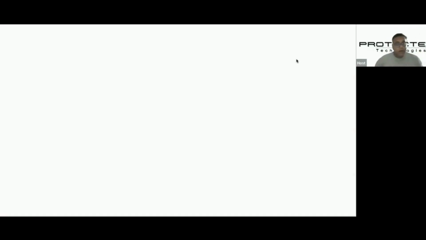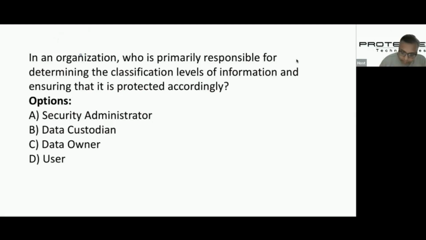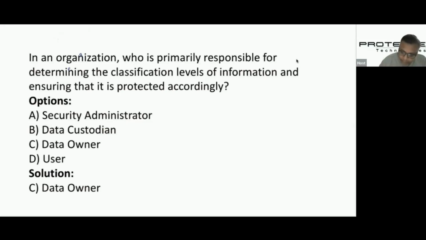Now, once you have all these security roles and responsibilities defined, you have to start your security journey from somewhere. You have to start your journey from somewhere, the starting point. So you need a starting point.